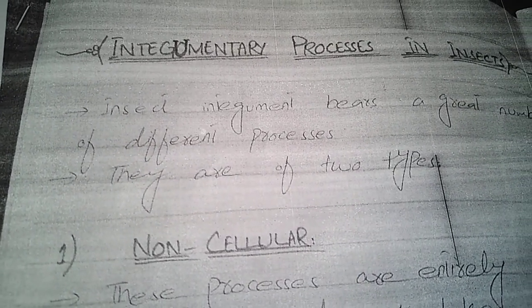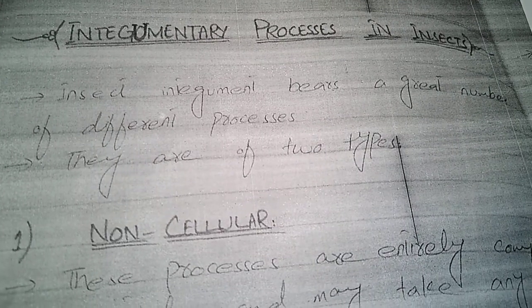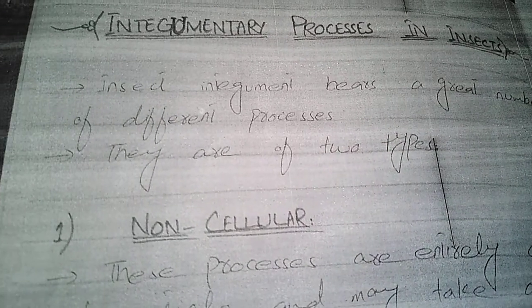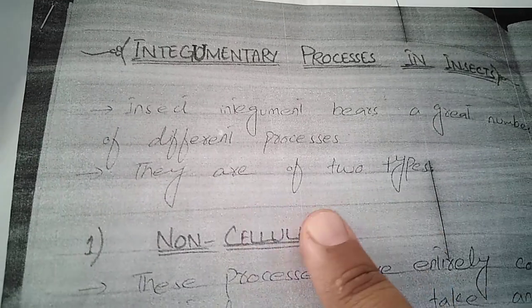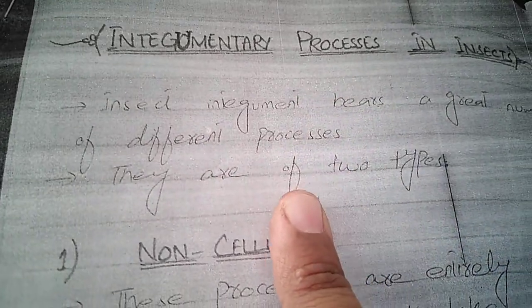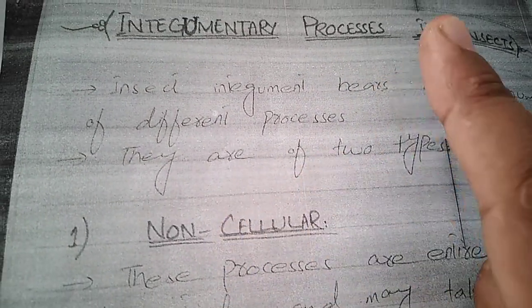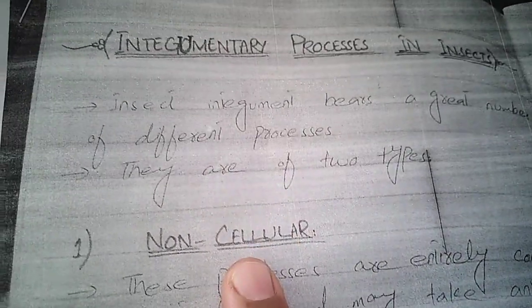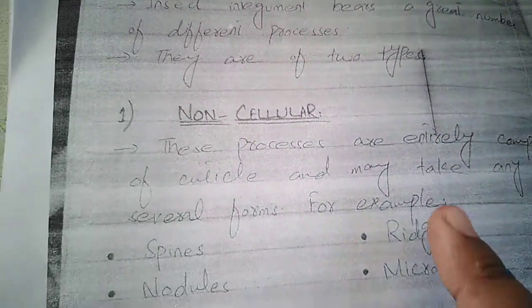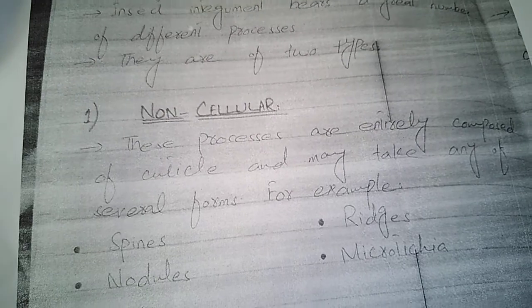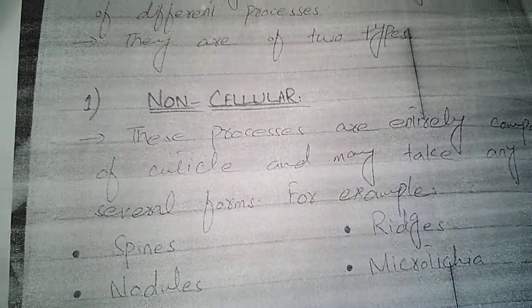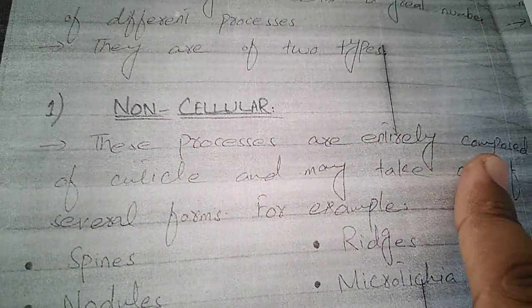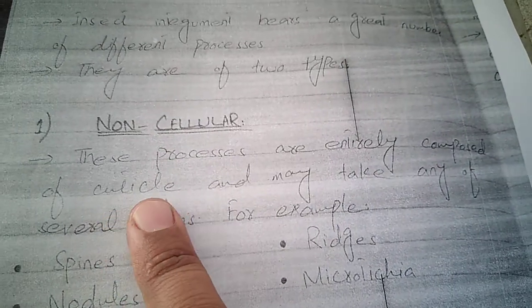Insects' integument bears a great number of different processes. Their integument is the outermost structure in the insect body, and there are two types of insect integumentary processes. First one is the non-cellular. These processes are entirely composed of cuticle.